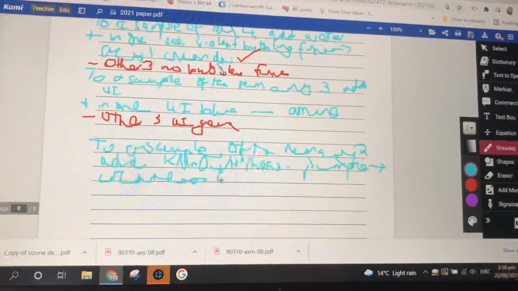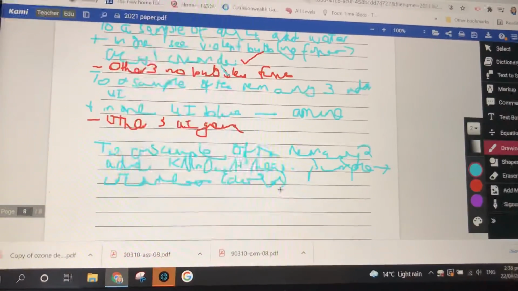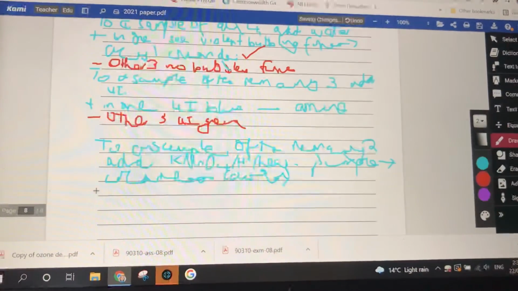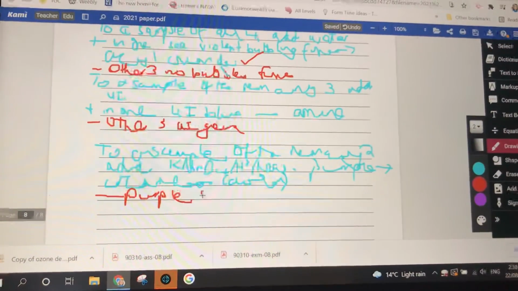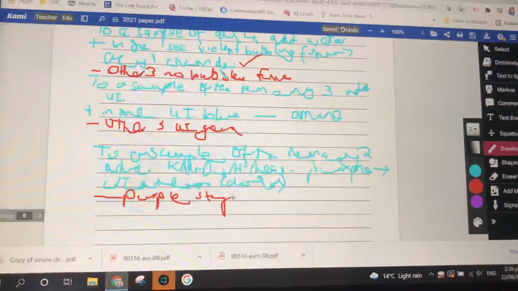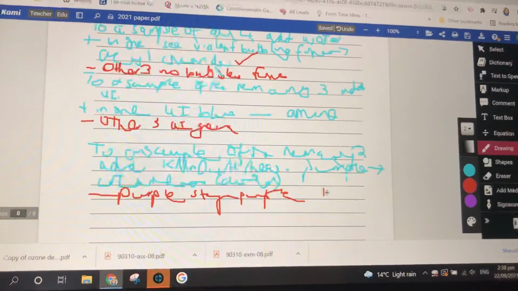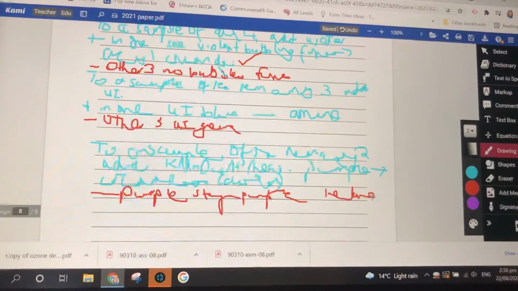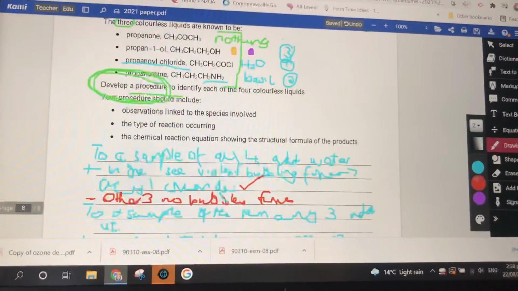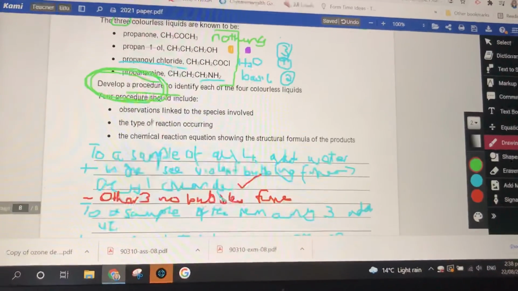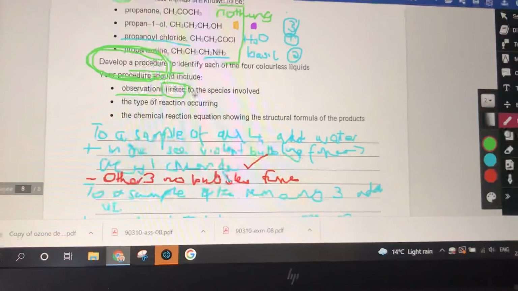Sorry, this is just annoying me so much. But I'm going to, oh, look at that. And then my negative observation is that the purple stays purple. And that must be my ketone. So now I've got all 4 identified. So that's a long way to answering the question. But what I haven't done yet is done all these. Have I done the observations linked to the species?